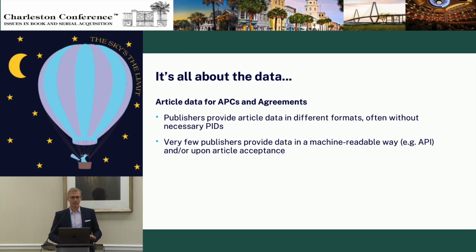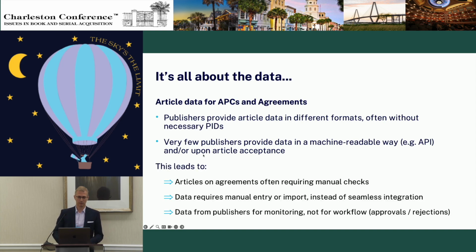It's similar for article data that we need for APC management and agreements, where publishers do not provide this article data in a standard format. So there are very few standards around, unfortunately. And they don't provide this through any machine readable way, like APIs. And they definitely don't do that very often upon article acceptance. It comes rather later once it's published.